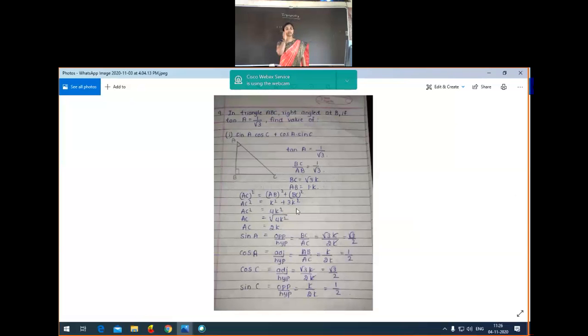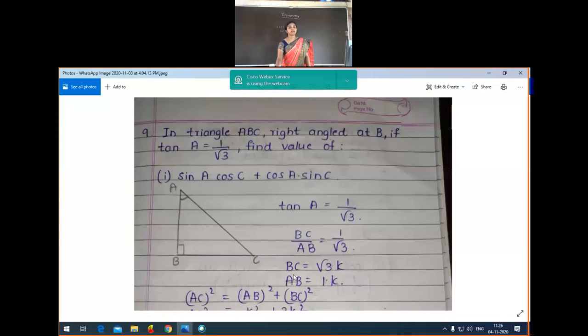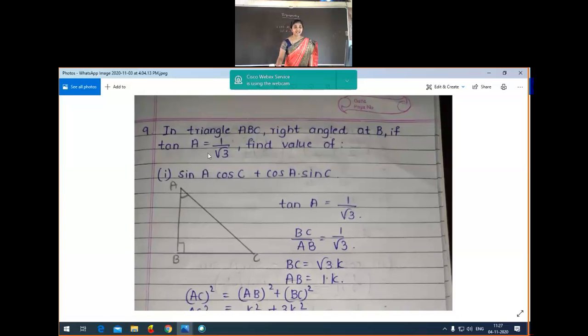Now we'll go to the 9th problem. What is that 9th question? In a triangle ABC, right angled at B, if tan A is 1 by root 3, find the value of sin A into cos C plus cos A into sin C. Very simple, students. This is an expression given and we have to find this one. For that, what do we need? Sin A ratio, cos C ratio, cos A ratio, sin C ratio. First, the very important thing is we have to write the ratios properly. Then just substitution and simplification, which everyone knows.